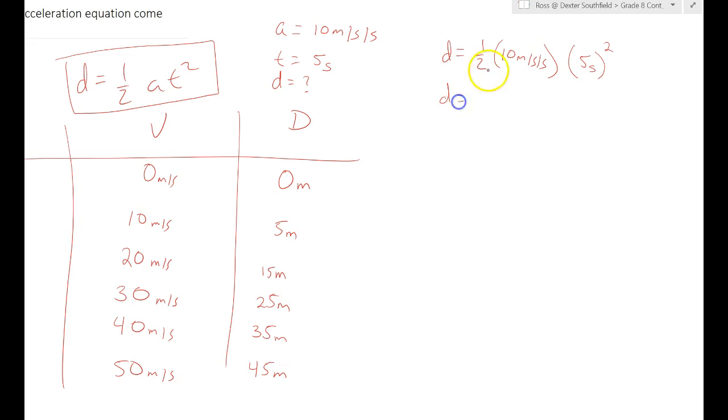So d is going to equal 1/2 of 10 meters per second, which will be 5 meters per second, and we're going to multiply that by 5 squared, which is 25, and s squared. Now the s squared cancels out, since there are 2 of them, and we're just left with meters. That's perfect since we're talking about distance. And 5 times 25 is 125. Distance equals 125 meters.